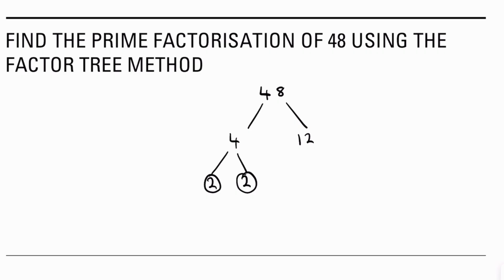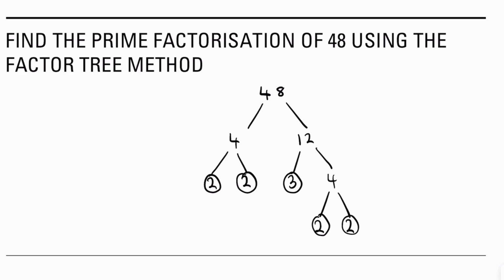Now 12, how can we make that up? We have 3 and 4. Now 3 is a prime number. 4, however, we determined before is not a prime number. If you want to learn how to determine whether a number is prime or composite, go back and check the last video. I believe it was 2.4, and you'll get some tips there. So 4 can be made up of 2 and 2. And finally, we know that 2 and 2 are prime numbers.